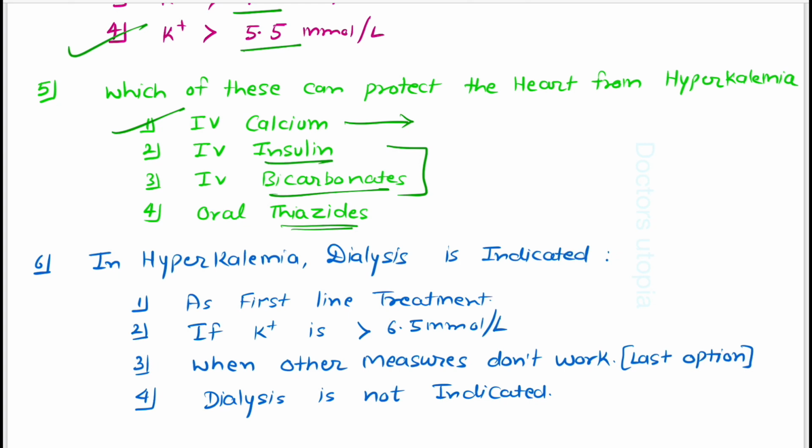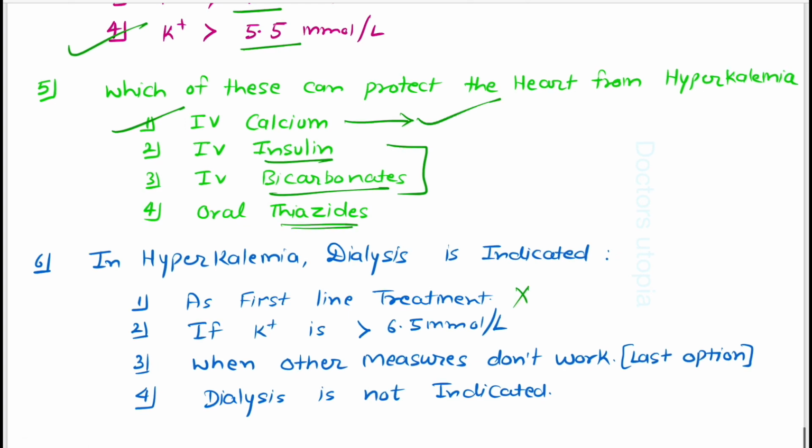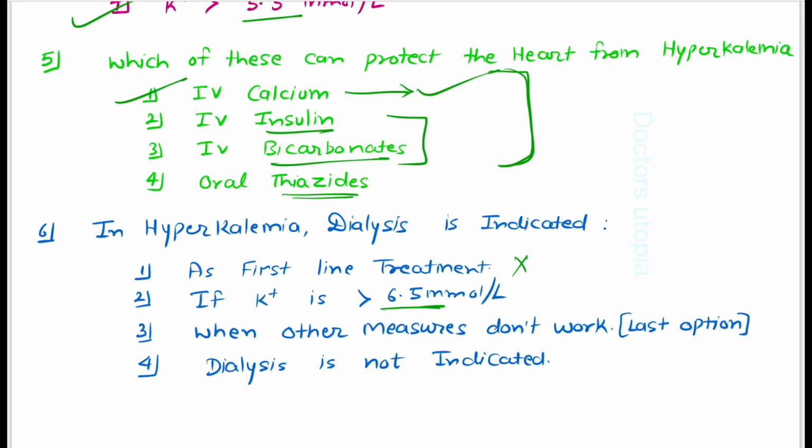Sixth question is in hyperkalemia dialysis is indicated as first line treatment. No, the first line treatment should be the IV calcium. If potassium is more than 6.5, no, in that case also we can use these things. Next option is when other measures don't work. As the last option we use the dialysis.